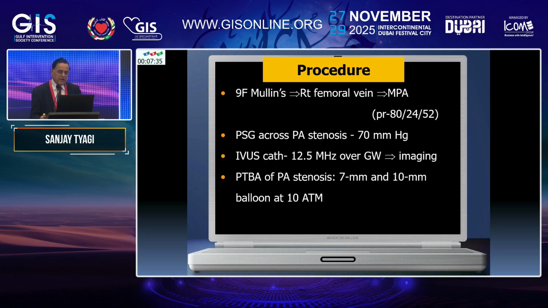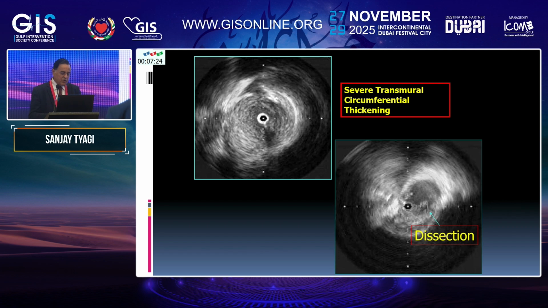Then we did intravascular ultrasound with a 12.5 megahertz catheter over the guide wire to see the pathology. This was the intravascular ultrasound image. You can see here dense transmural fibrosis from all the three layers of the pulmonary artery, from the intima to media to externa, all have severe dense transmural fibrosis. This is the only very small chink of narrowing left in this patient.